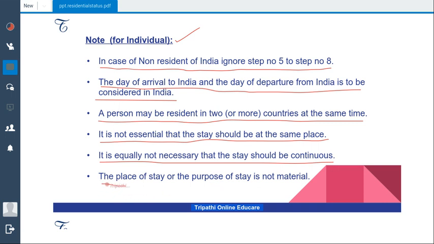Next point, the place of stay or the purpose of stay is not material. Why you're coming to India, that is not important for income tax.